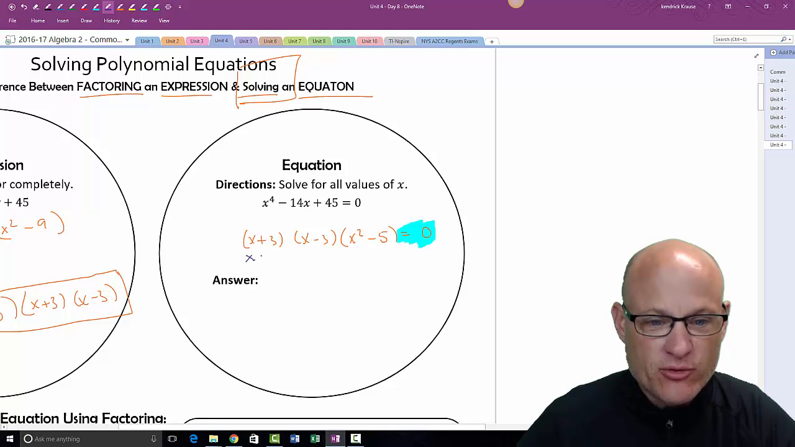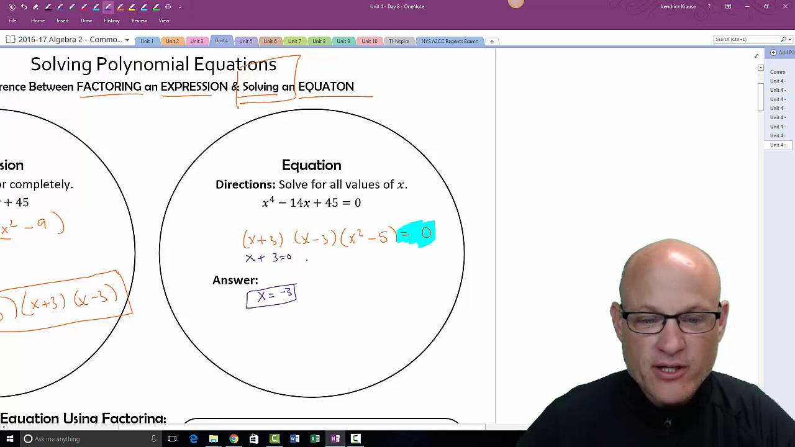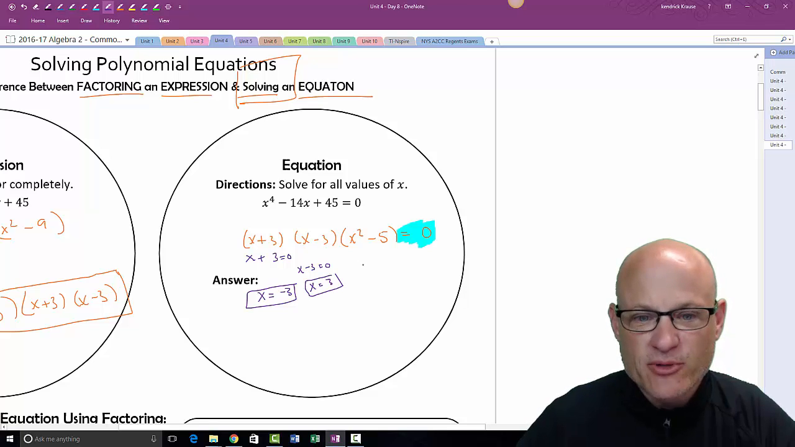I'm going to show you this, but I'm not going to do it very often during the thing. X plus 3 equals 0, and I end up with x equals negative 3. This one here, you're going to set this equal to 0. X minus 3 equals 0. You're going to end up with x equals positive 3. Over here, you're going to set this one equal to 0. X squared minus 5 equals 0. That's a little bit different. We're going to bring the 5 over. We get x squared equals 5.